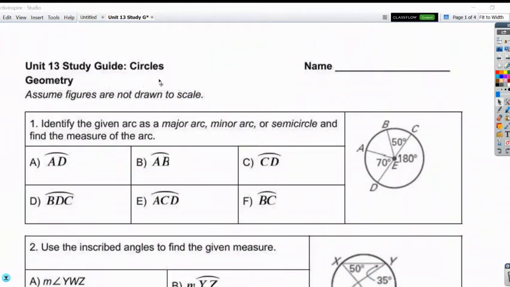Welcome. We're going to be going through our circle study guide today to make sure that we are nice and prepared and can keep all of these topics organized in our head.